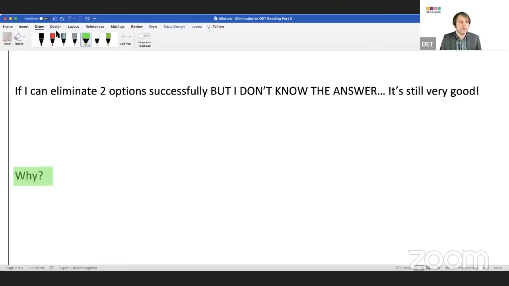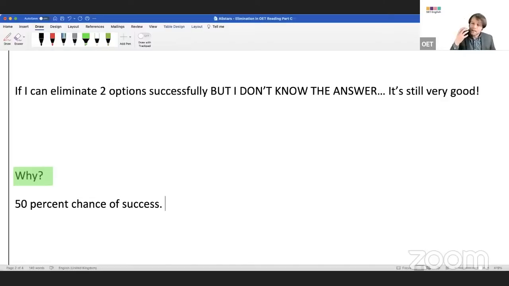Yeah, exactly right. Of course, you all know, right? You're going to have a 50% chance of success. And that really puts you in a strong position because in OET, you're going to need to get about 60%, 65% to pass, something like that. So you already have 50% if you guess. All right. Now, let's move on, guys.